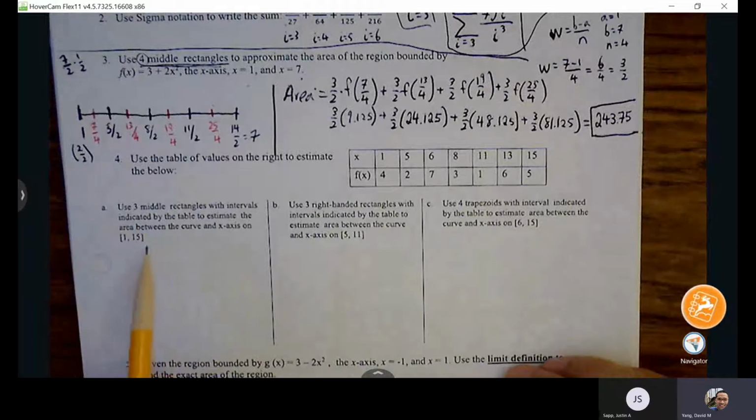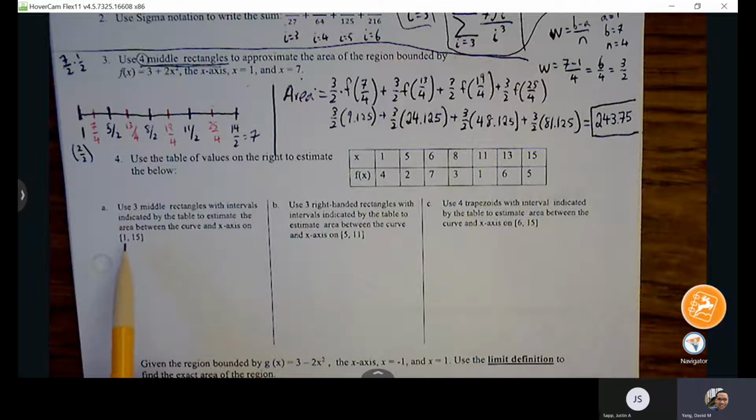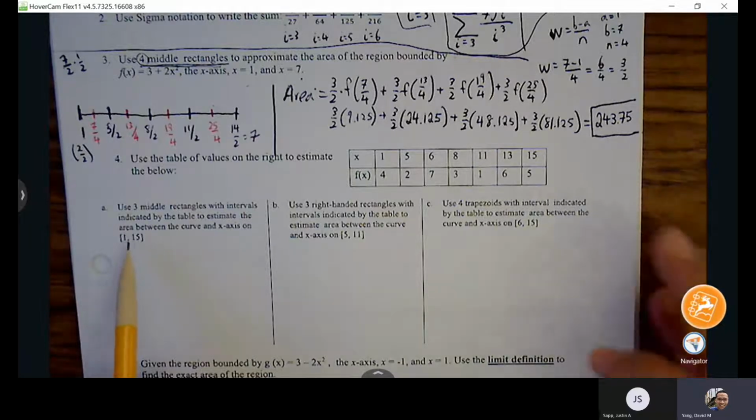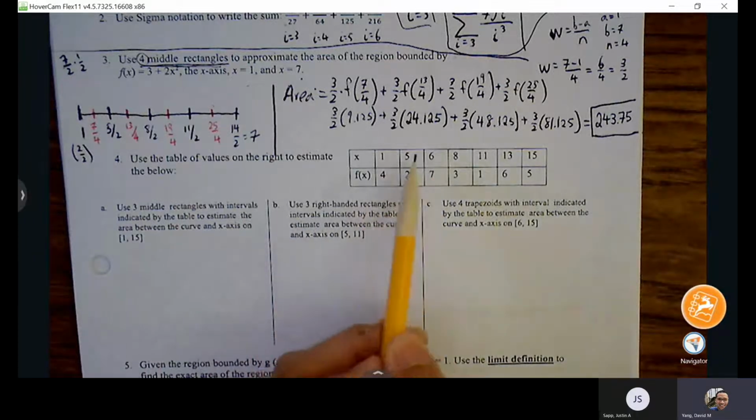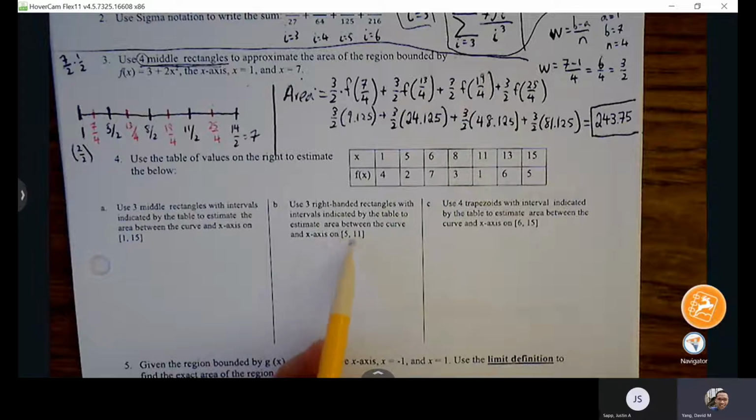Use 3 middle rectangles. Make sure that you are starting your bracket at the starting point where the interval is located. Don't always assume that we're starting at 1. If you look at B, we're starting at 5, so we want to make sure that we're paying attention to our starting and ending point so that we're not accidentally building our brackets in the wrong places.